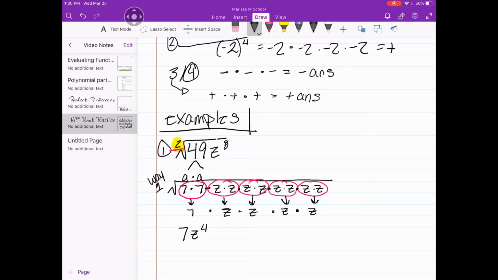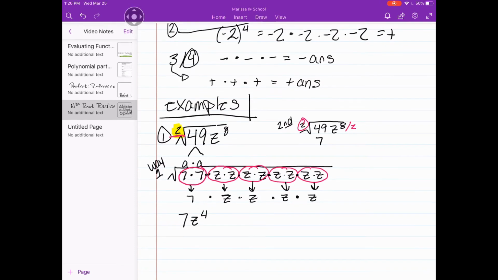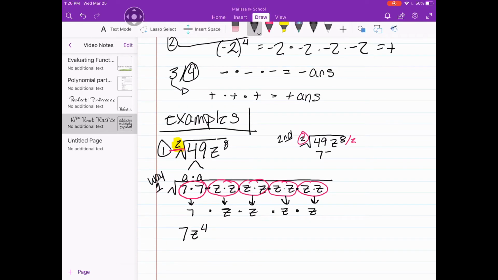The second way is I still need to know that something times itself is 49. And we already discovered that that was 7, so I can just pull out a 7. And I can actually divide this 8 here by whatever number's on the outside. So 8 divided by 2 is 4. So I know that I would then have z to the 4th power. Either way works. Either way is fine.